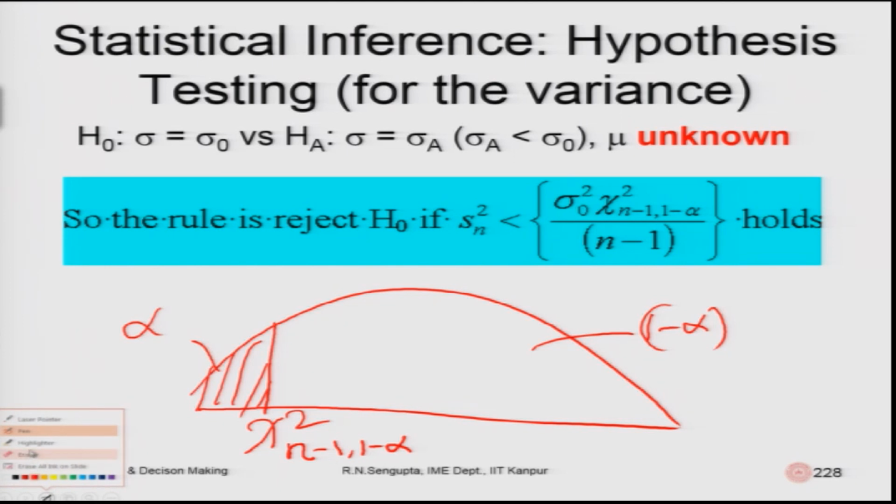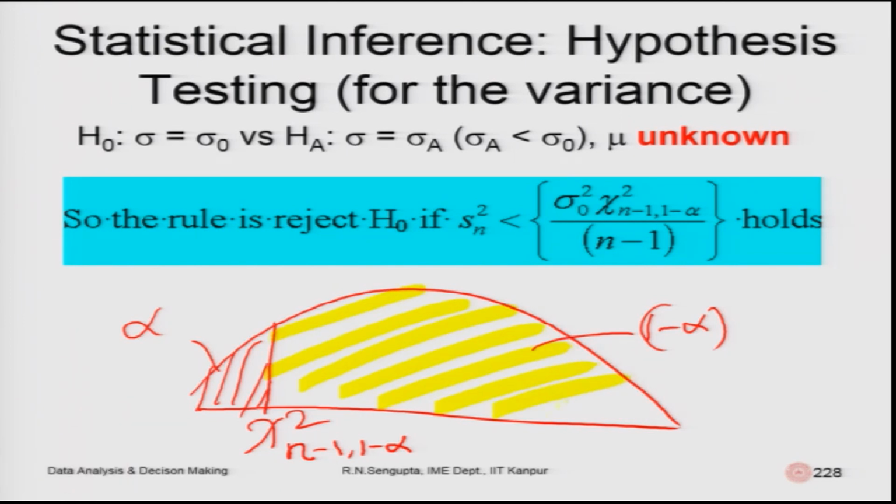So, I highlight it. So, if it is less than type, so obviously it will reject. So, let us see this chi-square n minus 1, 1 minus alpha is exactly here. So, that means you will reject h naught if s square by n, n is basically the sample size, is less than sigma square naught under h naught chi-square n minus 1, 1 minus alpha, divided by n minus 1, because you have lost 1 degree of freedom.